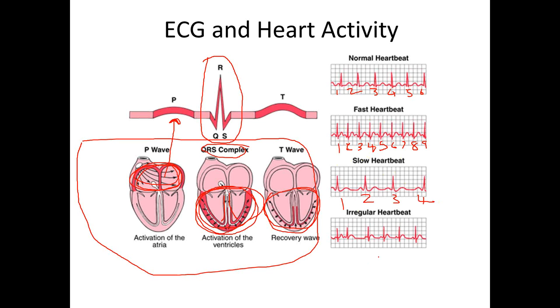But we can also determine whether or not it's a regular heartbeat. So here we can see there's a beat here and a beat here and a space, and then the heart going back beat, beat, beat, beat. So we can actually measure not only the speed but the characteristics of the heartbeat. The next slide shows you some of those abnormalities.